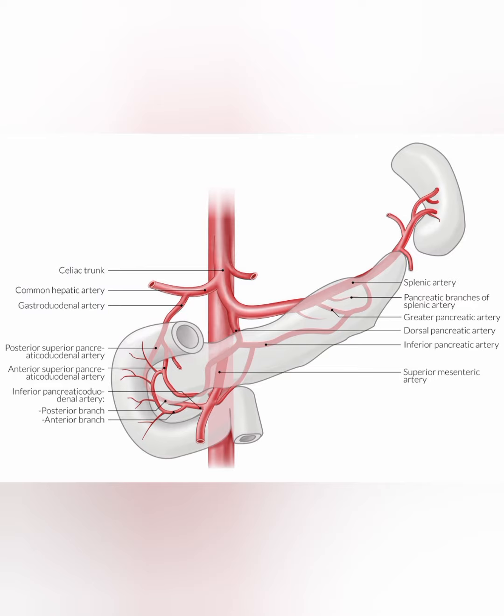The splenic artery runs posterior to the stomach, and it is highly tortuous. It reaches up to the hilum of the spleen and enters the spleen through this hilum along with the splenic vein and the lymphatics of the spleen.